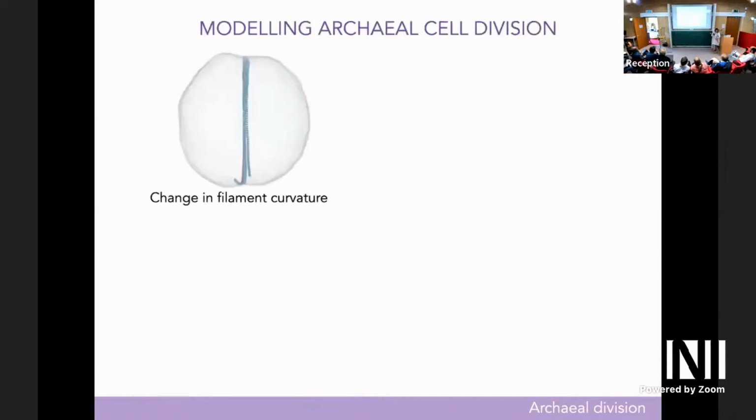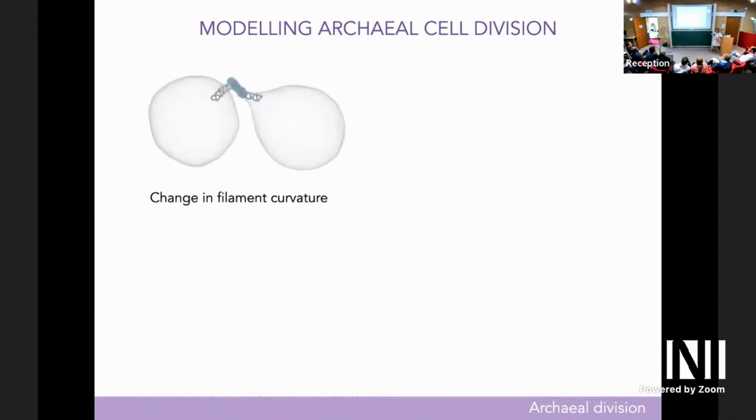We start with a vesicle, the filament is happy there at the equilibrated curvature, and then we suddenly change the curvature everywhere. And what you see happening is the filament coils up and squishes the cell, but of course it stays there. So you also need to disassemble it to be able to divide, and disassembling is equally important to assembling.